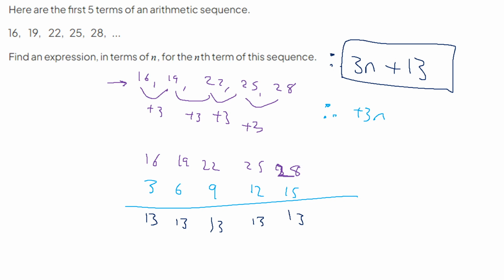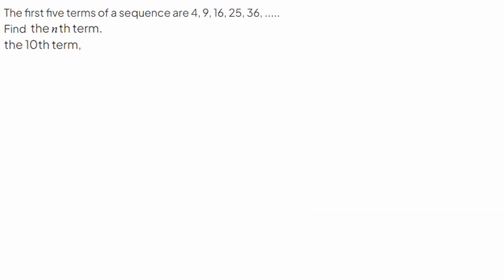But what about something like this? The first 5 terms of this sequence are 4, 9, 16, 25, and 36. What's the nth term going to be? So, what we can do is we can check by how much they are adding by. We got 4, 9, 16, 25, and 36.